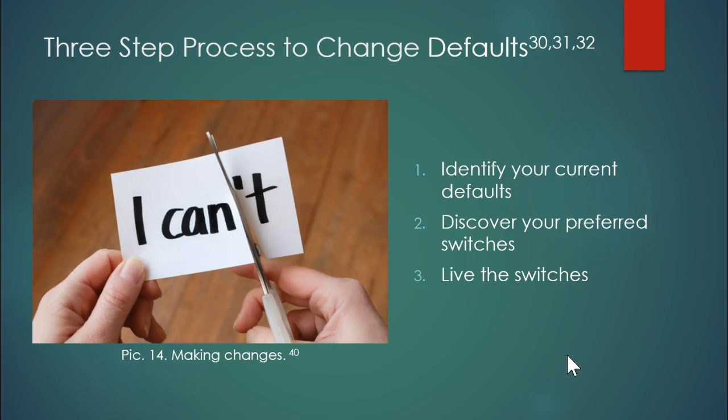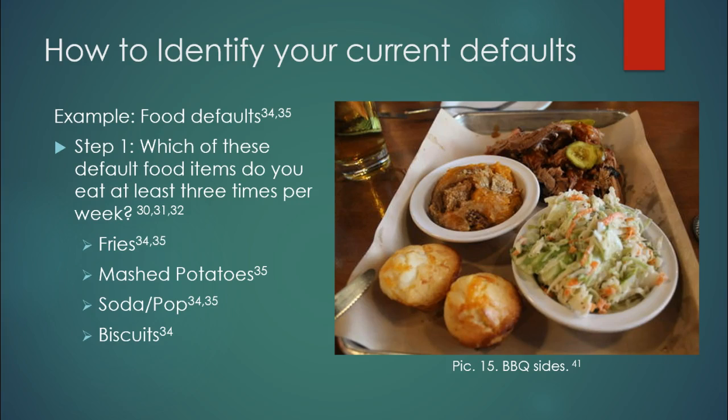First, we'll identify your current defaults. Second, we're going to discover your preferred switches. And then finally, we are going to help you make those switches permanent by living the switches. So far, we've introduced you to the potential defaults like we just talked about. And this picture is a visual definition of what we are doing, which is taking the barrier of I can't and turning it into I can. So let's go about making some positive changes.